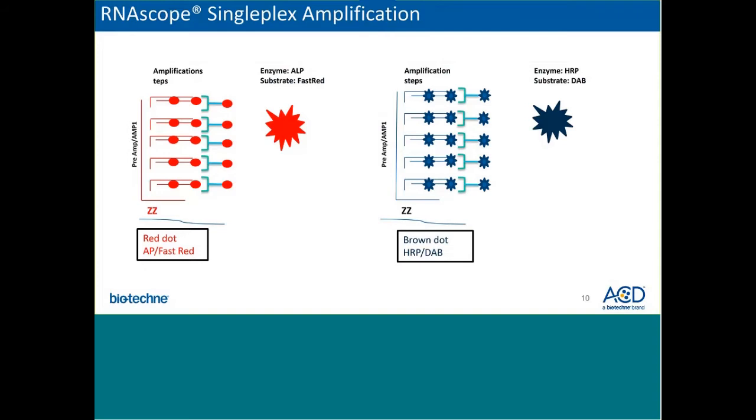This is a diagram to show the singleplex assays, which includes the amplification tree, which is then tethered by an enzyme. In this case, the red assay utilizes alkaline phosphatase, which can be visualized by a fast red chromogen. Likewise for the brown assay, which utilizes a horseradish peroxidase and visualized by the DAB chromogen.